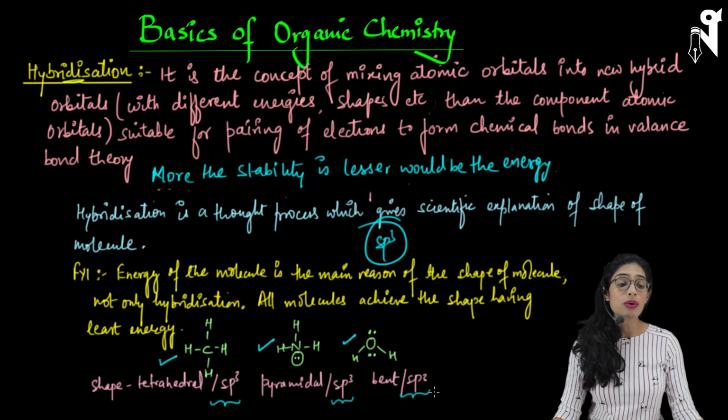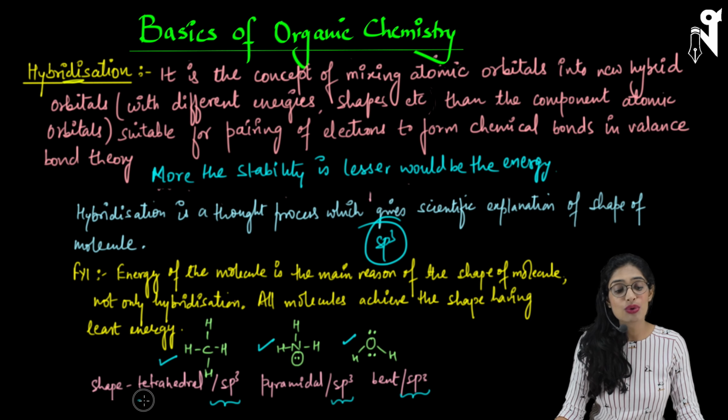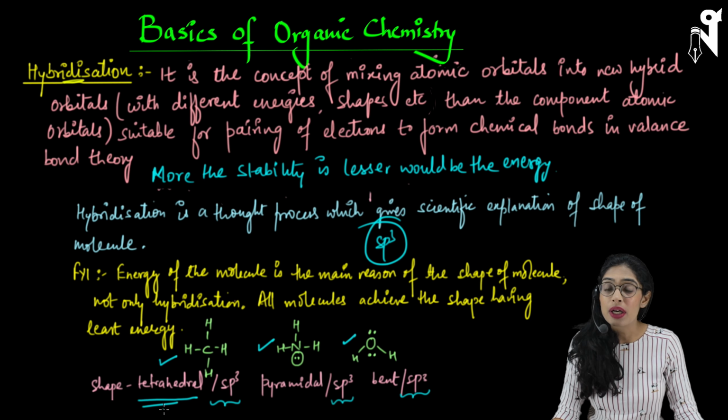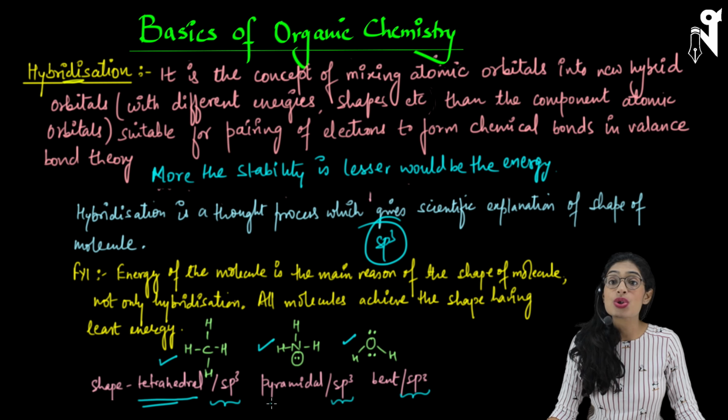When I talk about CH4, the shape it follows is a tetrahedral shape, whereas if I talk about NH3, it is a pyramidal shape. And if I talk about water, it is a bent shape.